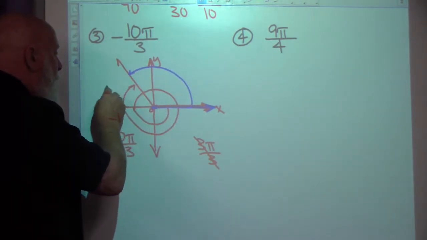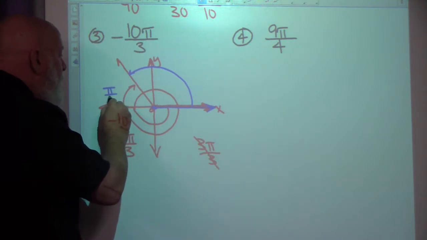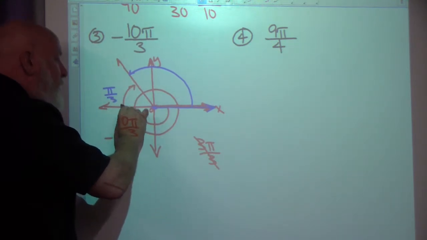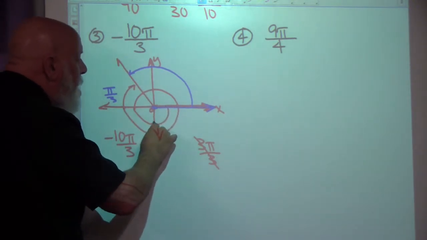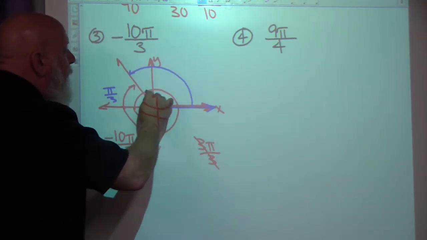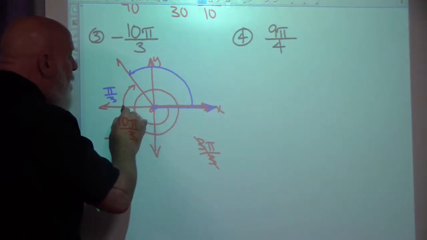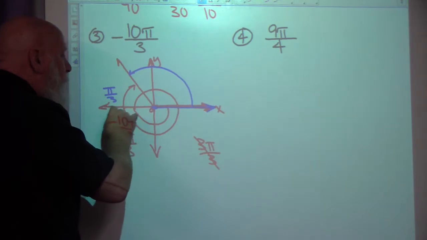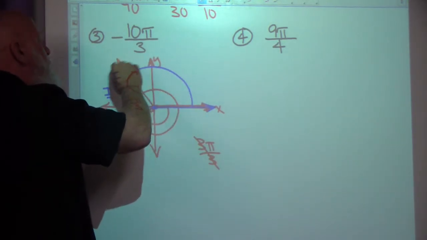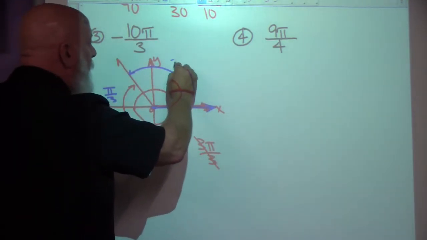Well, if this is pi over 3 radians right here, I had to go an extra 10 pi over 3 to get to 10 pi over 3. Here's 3 pi over 3, 6 pi over 3, 9 pi over 3, one more pi over 3. So this angle right here is pi over 3. If this is 3 pi over 3, this would be 2 pi over 3.